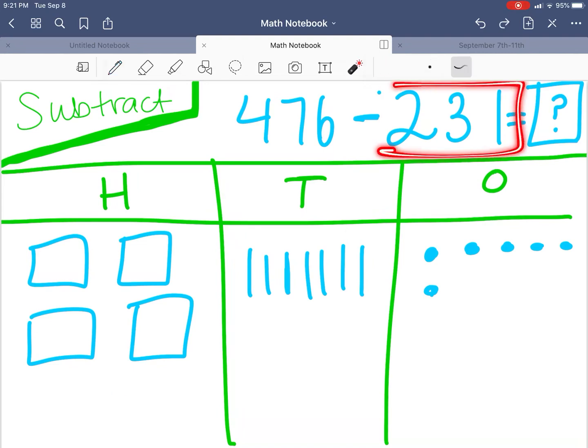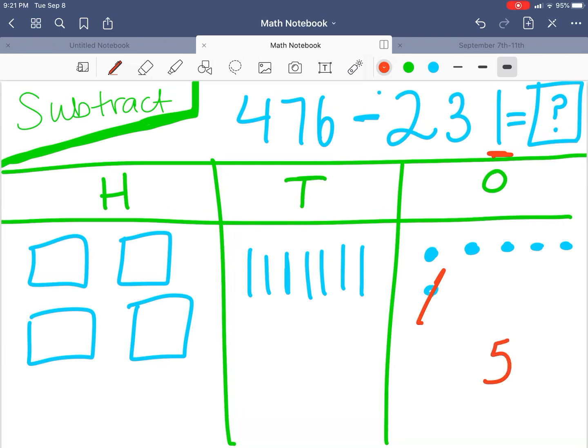All right, so now what we're going to do is take away this from what we have here. Okay, so we are going to take away. So that means I'm going to get a different color. Now, how many ones are we taking away? We're taking away 1. All right, let's take away 1. All right, and how many does that leave us with? That leaves us with 5.